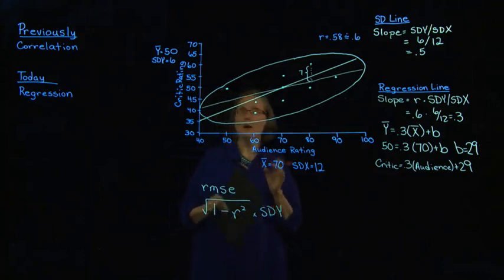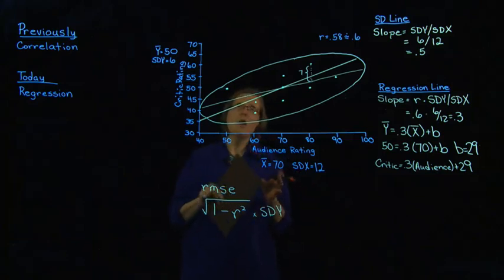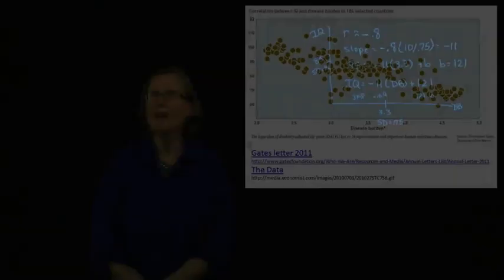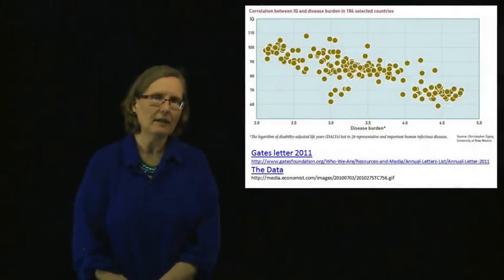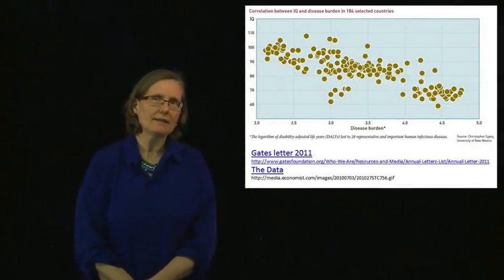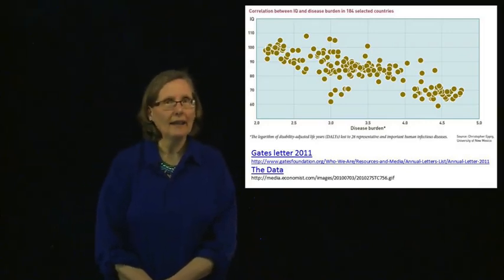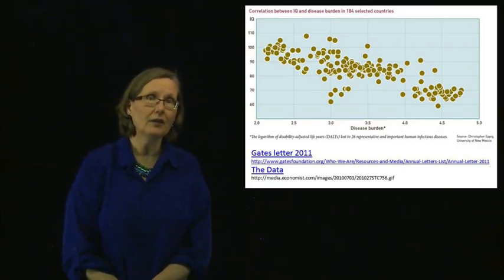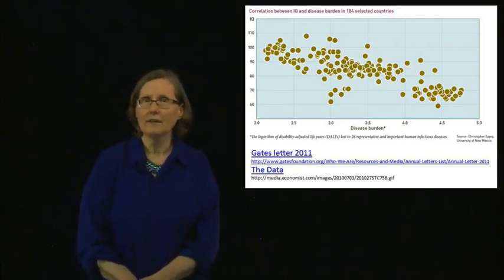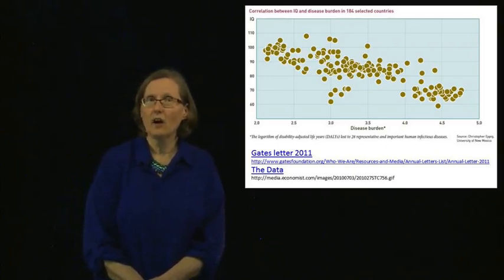That concludes what I want you to know about regression. But before I leave you, I want to turn back to the Gates 2011 annual letter and look at the example that they presented us there. Remember back to the 2011 Gates letter and the image that we looked at in that letter. It was a scatter plot of IQ versus disease burden for 184 countries. Disease burden here is the life years lost from 28 different infectious diseases, and it's on the log scale.